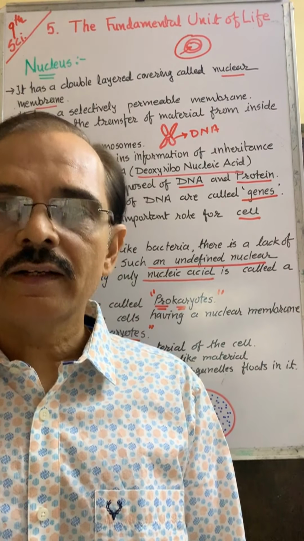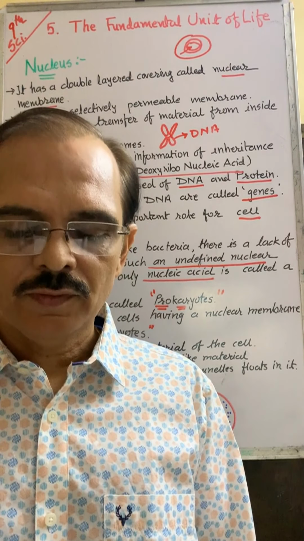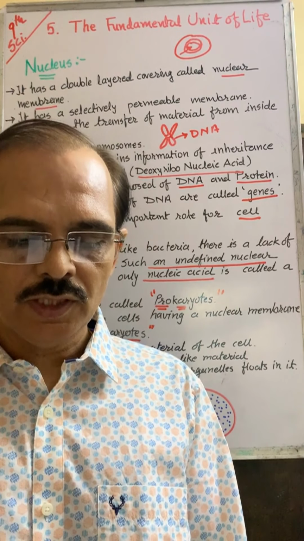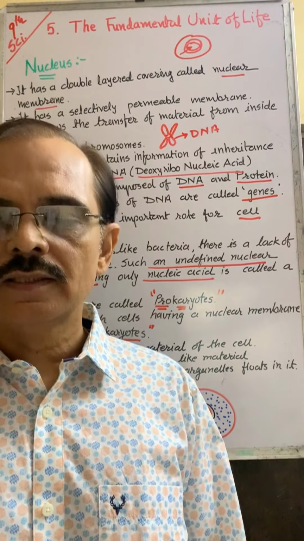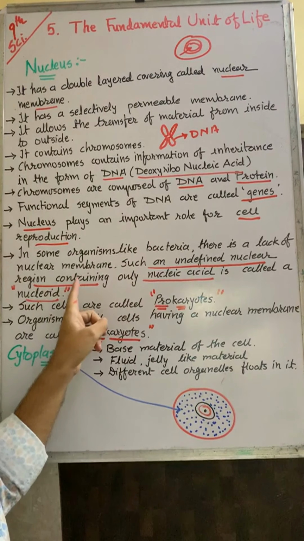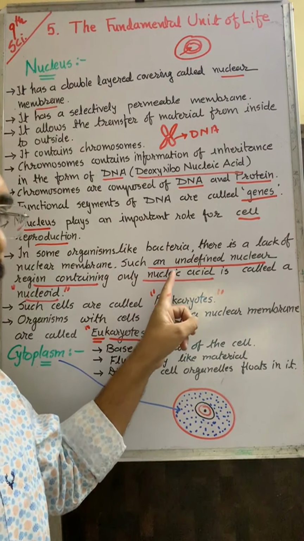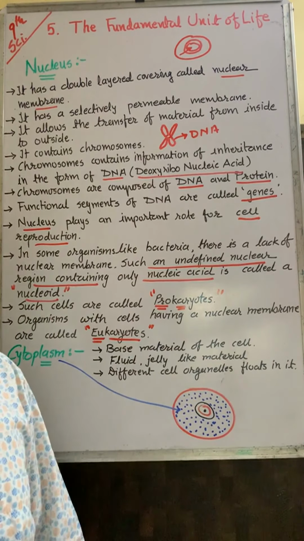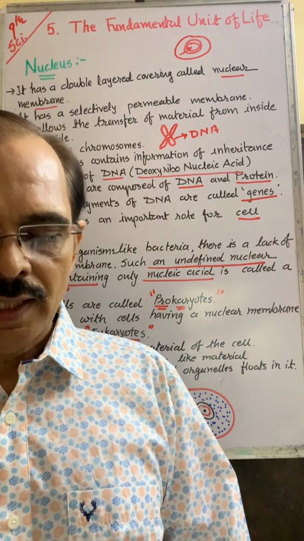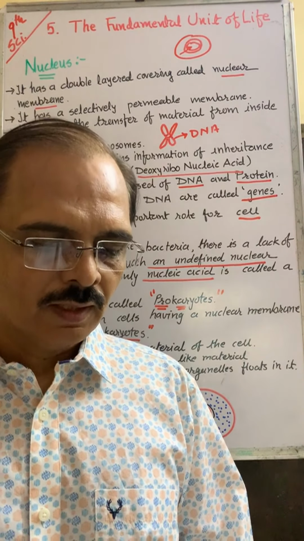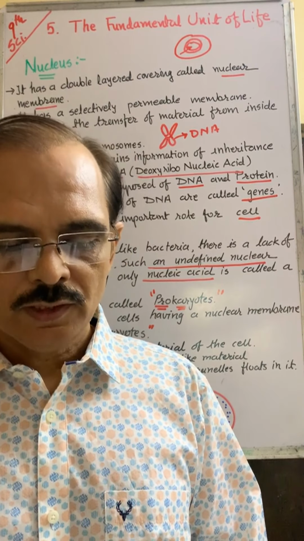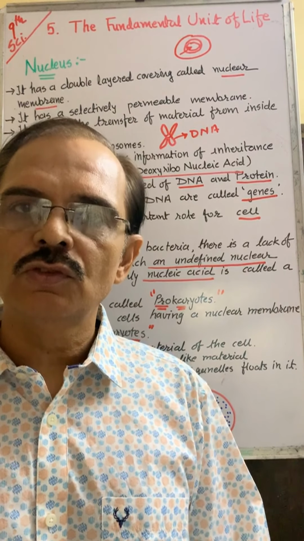The second point is nuclear region. Blanks are given in prokaryotic cell. Write down: nuclear region is an undefined nuclear region containing only nucleic acid. This is the genetic material, which is known as nucleoid. Opposite, in eukaryotic cell, the second point is given, that the nuclear region is well defined and surrounded by nuclear membrane. Third point, in prokaryotic cell, chromosome is single, whereas in eukaryotic cell more than one chromosome is given.